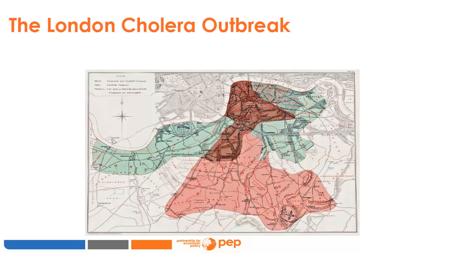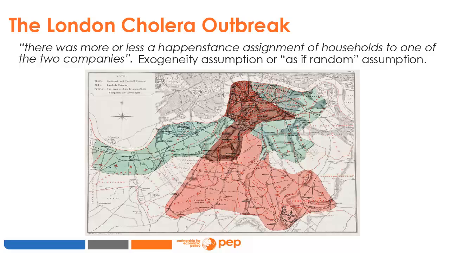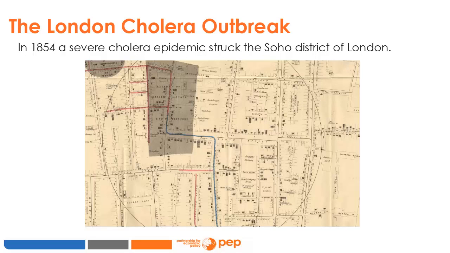In the areas where their service delivery overlapped, the water lines of the two companies were completely intertwined. Snow argued that there was more or less a happenstance assignment of households to one of the two companies. This assumption corresponds to the exogeneity assumption, or as if random condition required for valid natural experiments. In 1854, a severe cholera epidemic struck the Soho district of London. John Snow used the exogenous institutional circumstances to test his theory.